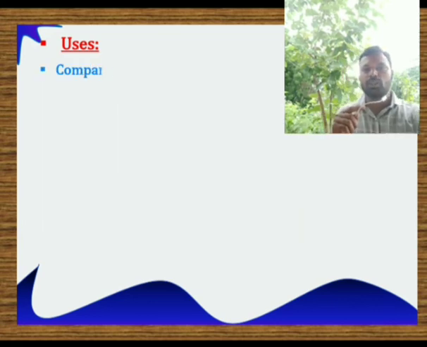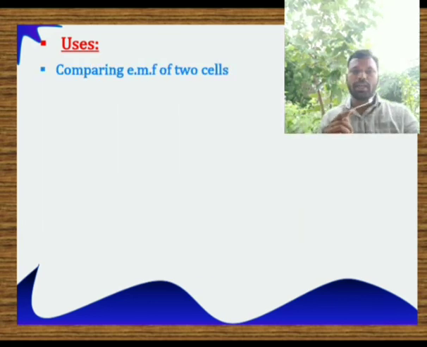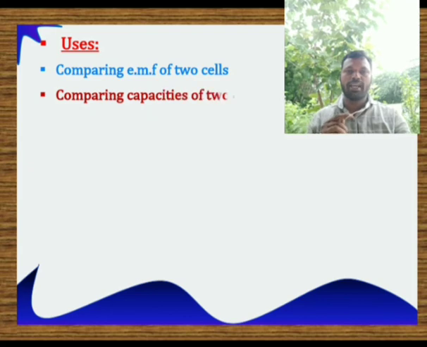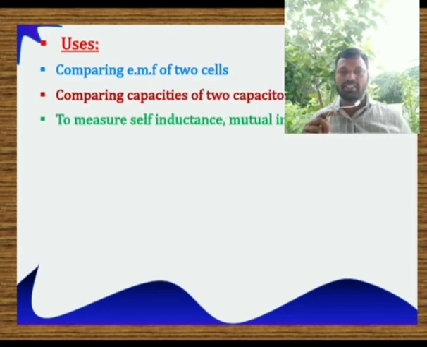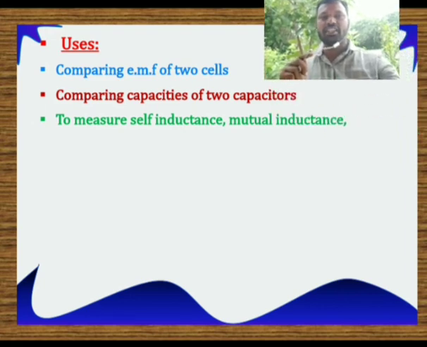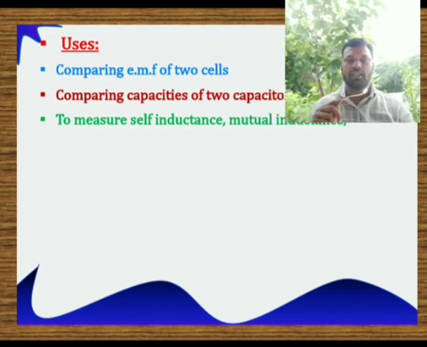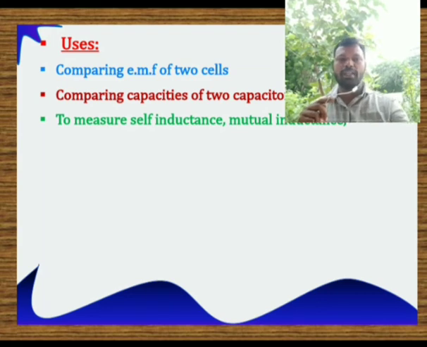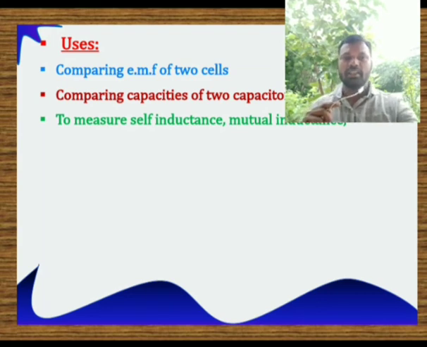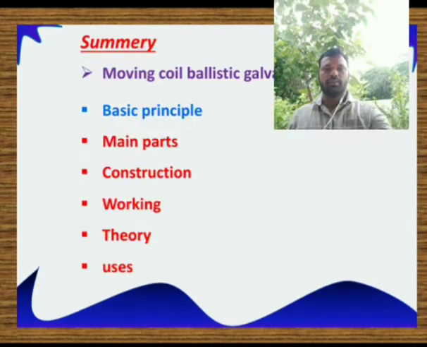What are the uses? We use the ballistic galvanometer to compare EMFs of two cells, and we can compare capacities, and we can measure self-inductance, mutual inductance, and also we can measure permeability and permittivity and thermo EMFs.